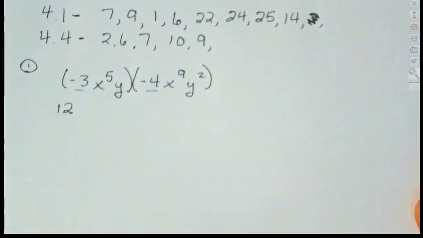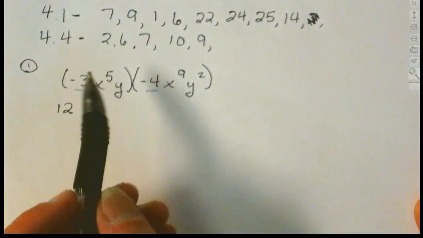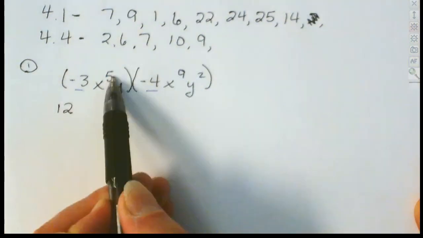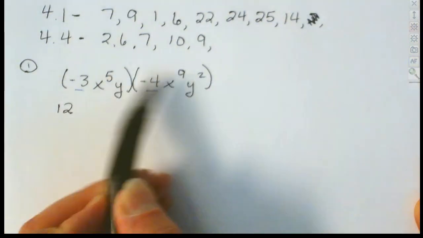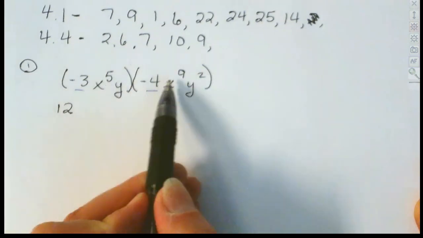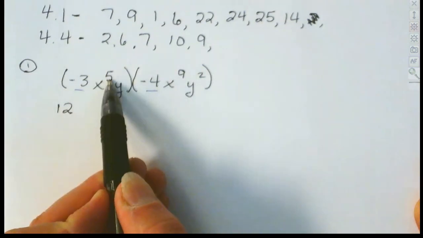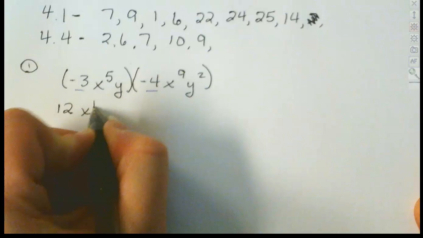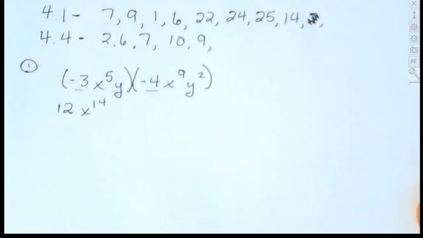Then we look at the x's, okay? And there's no x to a power way up top. They're just across the middle here. So when they're like that, they add together. So when we look at the x's, what do we have? We have an x to the 5th and an x to the 9th. So those are going to go together and make it x to the 14th power.